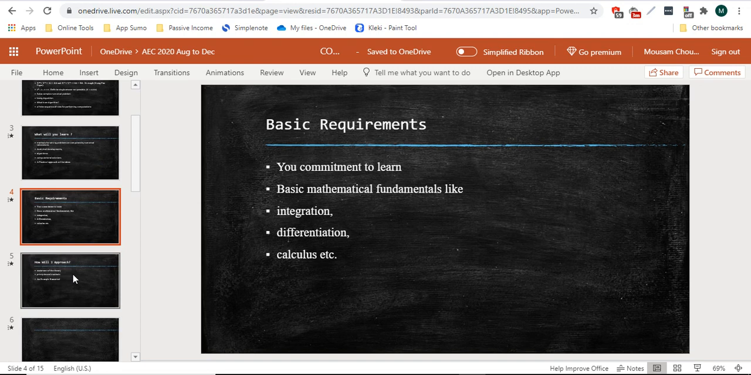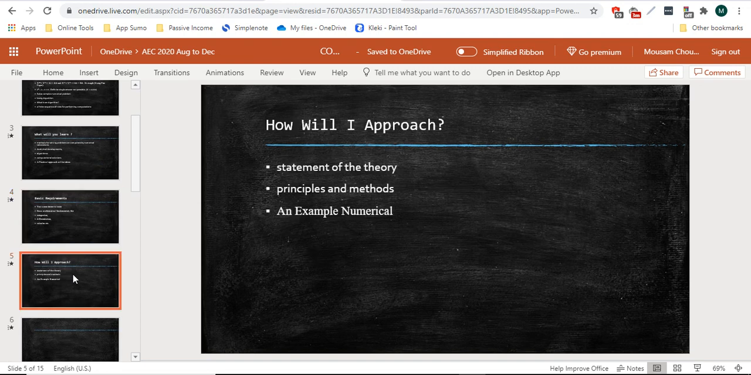How will I approach this? I will try to give you a statement of the theory. Suppose we have a method, say the Runge-Kutta method. What is that method, and how can we implement it? I will first give you the statement of the method, then the principles, how it is applied, and the algorithm by which you can solve it. Then I will solve one numerical problem. At the end of the lecture, I will give you one or two numericals as homework, which you can submit back to me. If you face any problem, you can always ping me so that we can solve it.